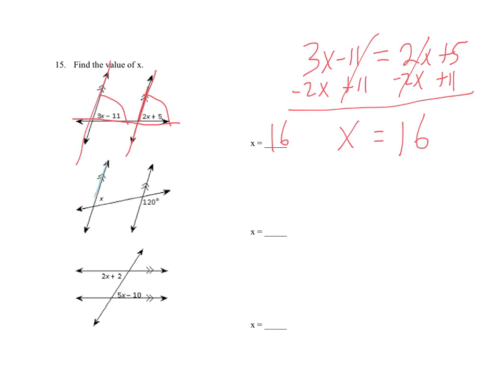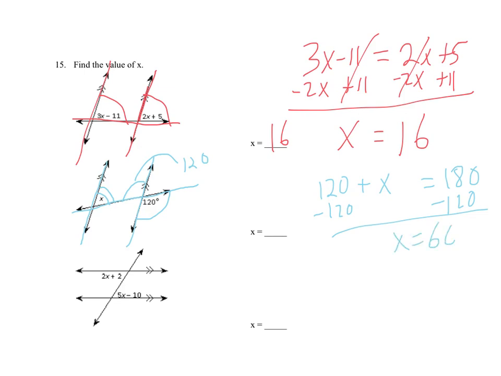Okay, again, I have parallel lines with a transversal. Angle 120 and angle x really have no relationship. However, this line is vertical, which makes this angle 120 degrees as well. And that makes x same side interior, and same side interior angles are consecutive and have a sum of 180. They're supplementary. So 120 plus x equals 180 degrees. Subtract 120 from both sides, and we find that x equals 60.